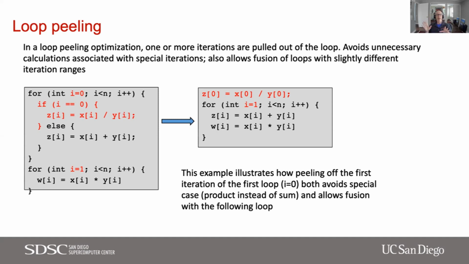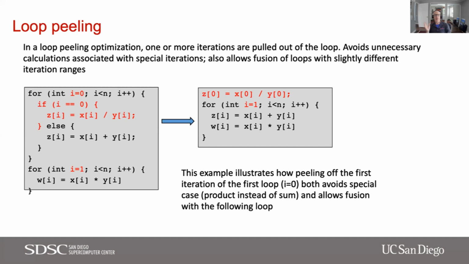And sometimes loop peeling can then be combined with loop fusion. So here's an example where we have two loops. The first one is over i equals 0 to n. The next one is over i equals 1 to n. And within that first loop, we have one special case. If i is equal to 0, we do something different. We calculate x of i divided by y of i. But that only happens once.